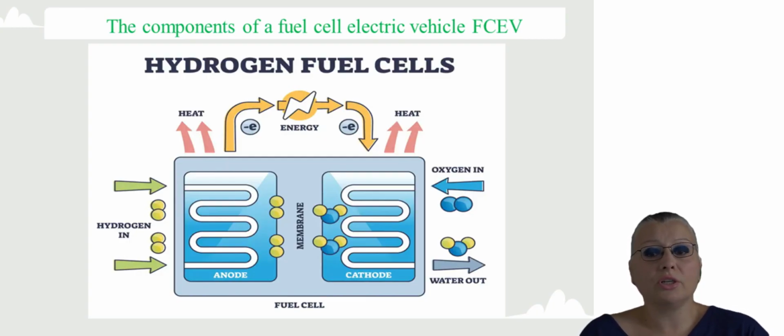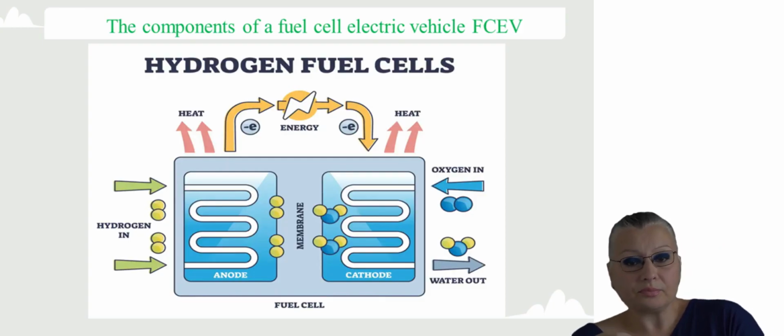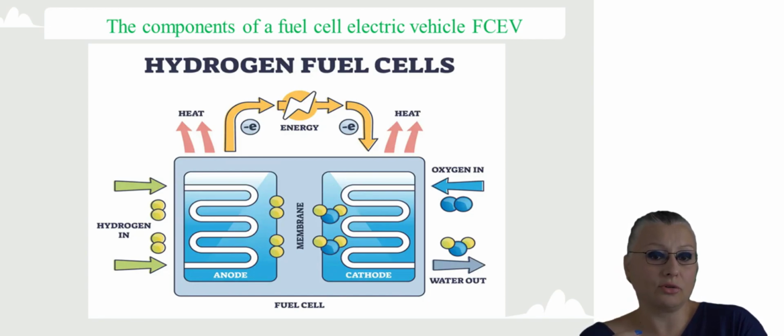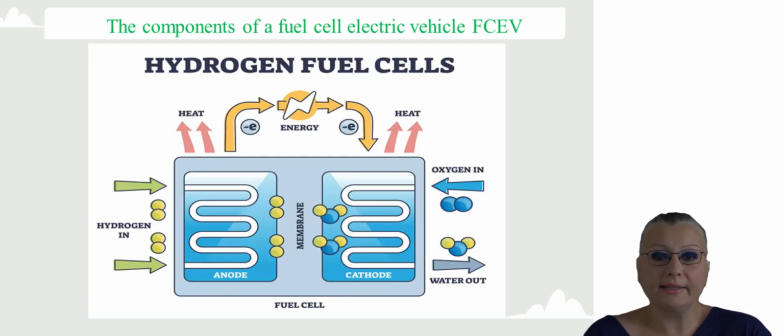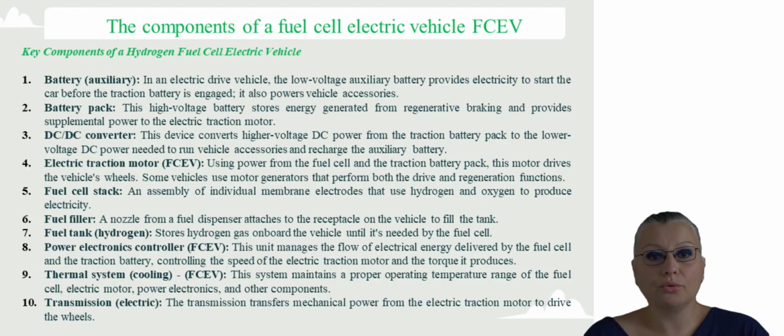So hydrogen goes in, oxygen goes in, it has a chemical reaction which is called electrolysis, and water goes out, and electrons go into the batteries, and so we have fuel for the hydrogen fuel cell electric vehicle. We have enough electricity to run this vehicle.